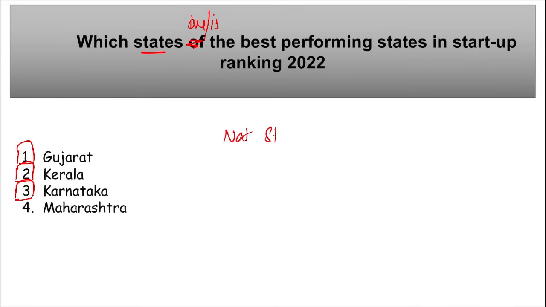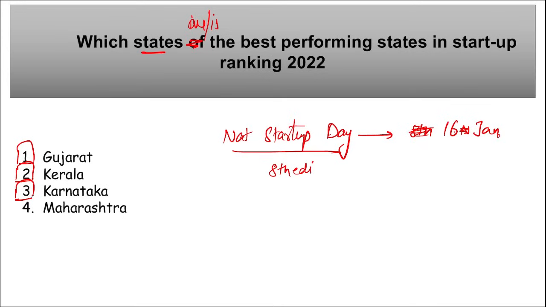National Startup Day. When do we observe National Startup Day? It is observed on 16th of January, right? And this year it was the 8th edition of this National Startup Day that was observed on 16th of January 2024, right? During this only these startup rankings were released, and Gujarat, Kerala and Karnataka have emerged as the best states in terms of startup ranking.